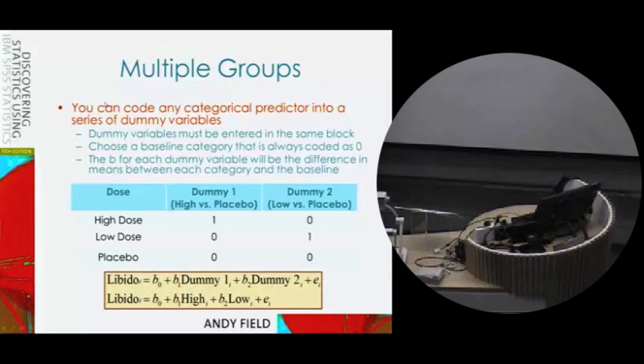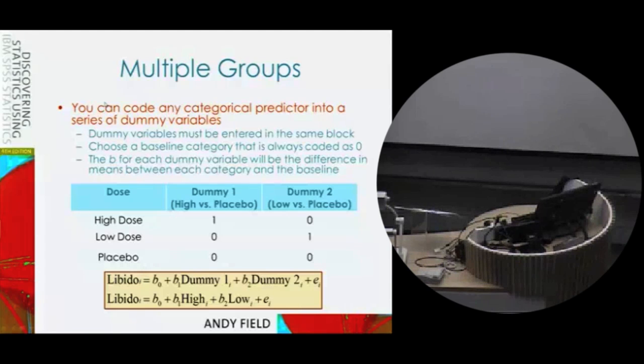So effectively, the linear model we're fitting will look something like this. So it's libido predicted from, obviously we always have this kind of intercept, so this is the value of the outcome when both dummy variables are 0, so that will be the mean of the placebo group. And then it's predicted from dummy variable 1 and dummy variable 2.